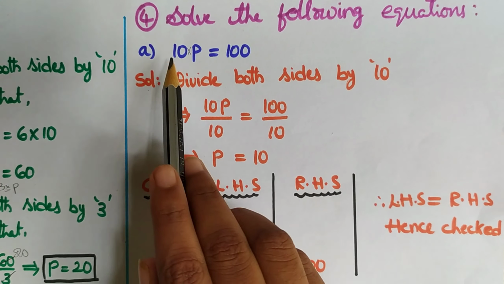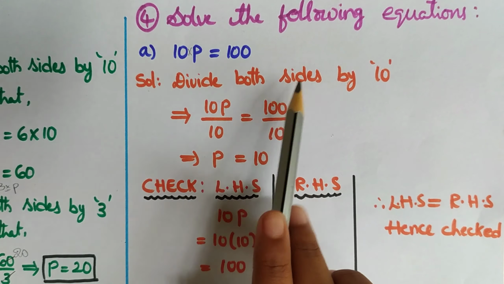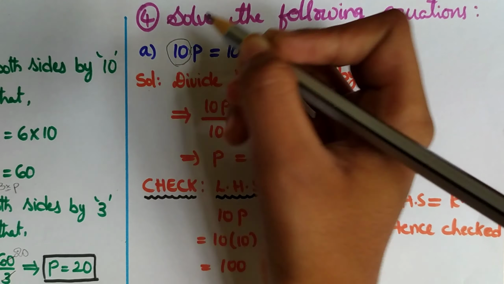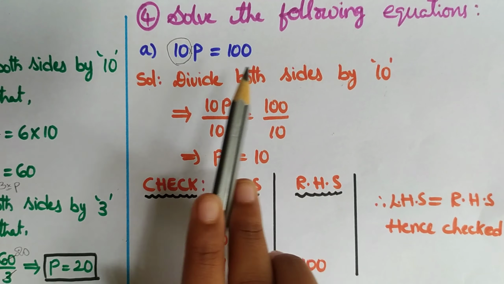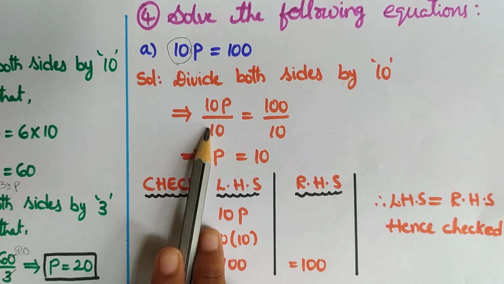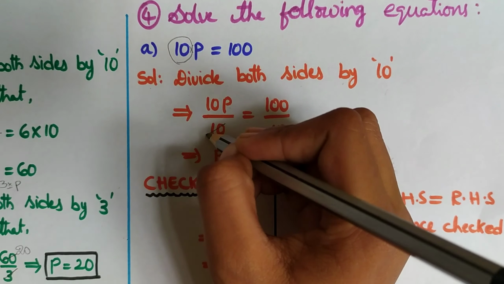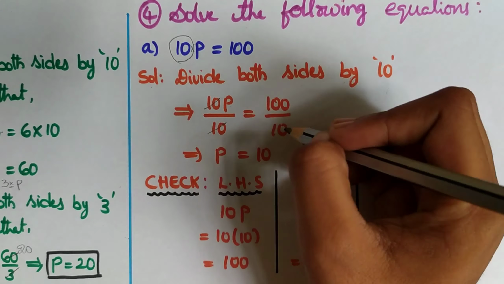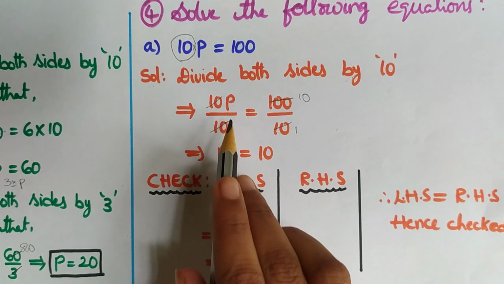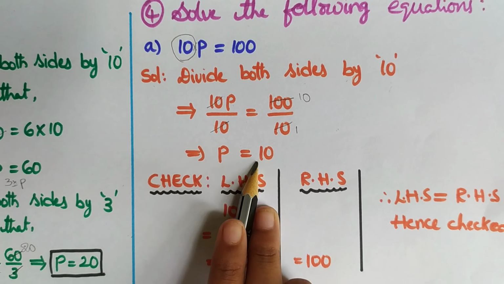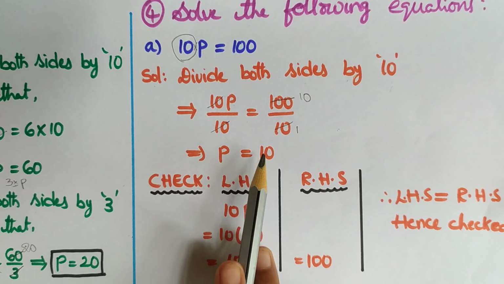Now if we send this 10 into p to this side, it will become division. So divide both sides by 10. It becomes 10p by 10 is equal to 100 by 10. Now 10p by 10, here 10 gets cancelled, and 100 by 10: 10 ones are 10 and 10 tens are 100. Now p is equal to 10 by 1, nothing but 10. Therefore 10p is equal to 100, where p equal to 10 is the answer.